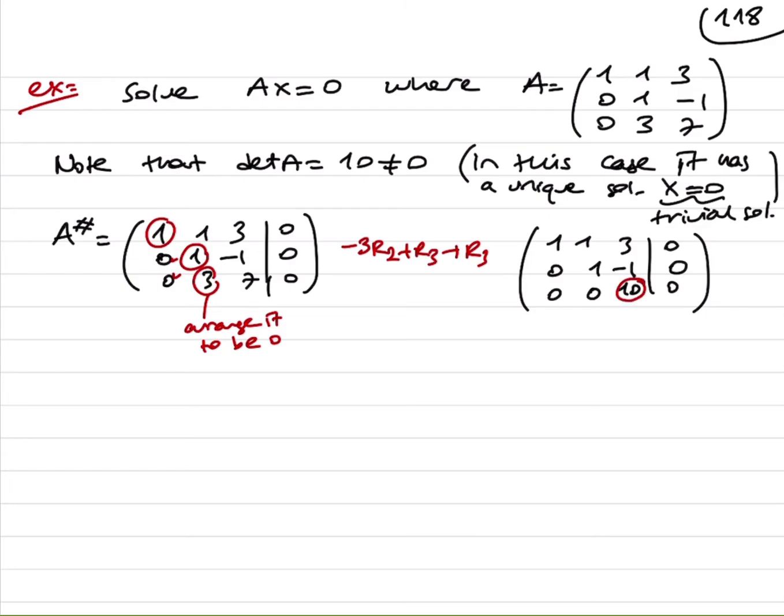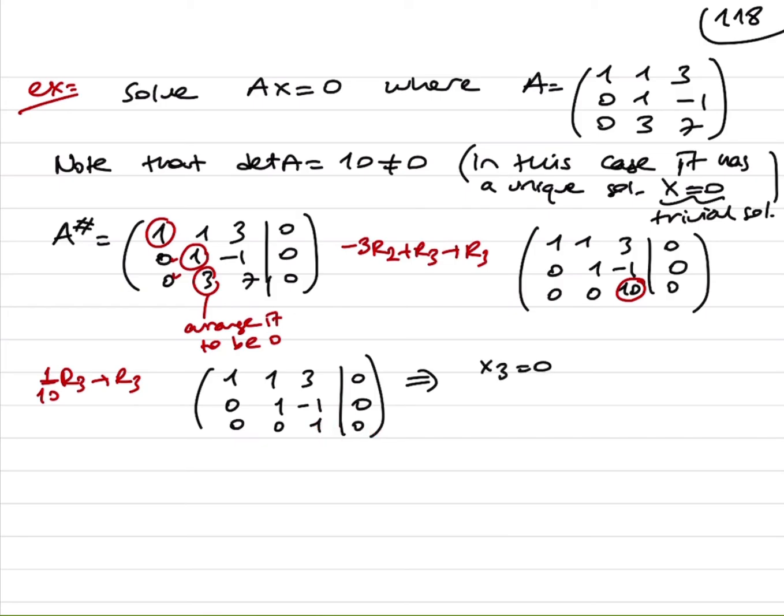What we are going to do is arrange this to be 1, so 1 over 10 R3, and we write it to R3. What we get is 1, 1, 3, 0, 0, 1, minus 1, 0, 0, 0, 1, 0. Let's read this from the last line. It says that x3 is equal to 0, right? The second line says that x2 minus x3 is equal to 0, so x2 is equal to x3, which is 0.